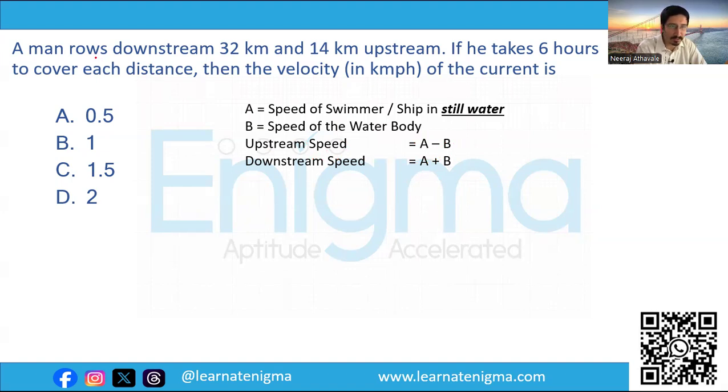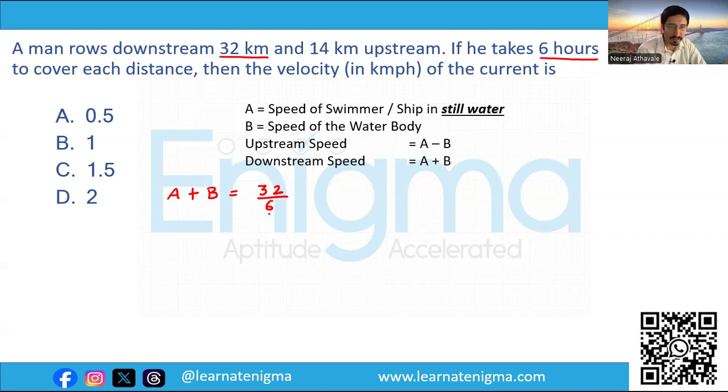Now, it is given here a man rows downstream 32 kilometers, but this is not the speed. This distance is covered in 6 hours. So, to get the answer of this in 1 hour, it becomes 32 upon 6. So, downstream speed becomes, that is A plus B is equal to 32 upon 6.